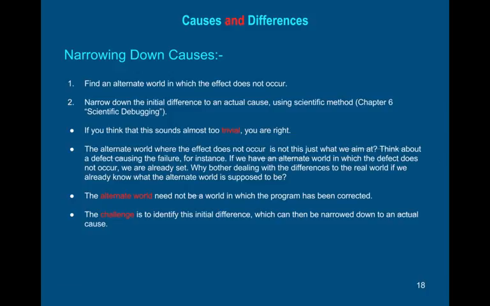Think about an effect that caused the failure. For instance, if we have an alternate world in which the defect does not occur, we are already set. Why bother dealing with the differences to the real world if we already know what the alternate world is supposed to be? Well, the alternate world need not be a world in which the program has been corrected. And the challenge in that is to identify the initial differences, which can then be narrowed down to an actual cause.